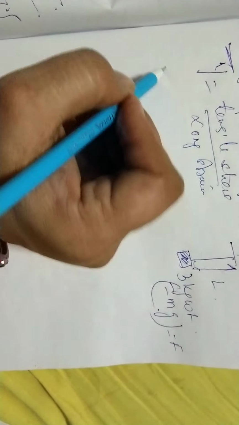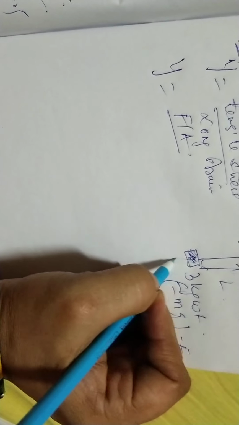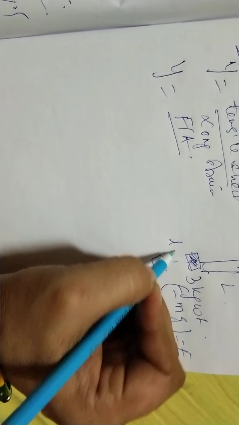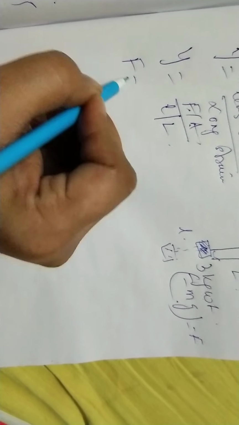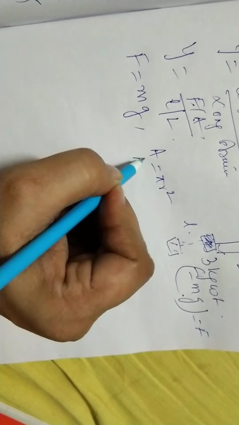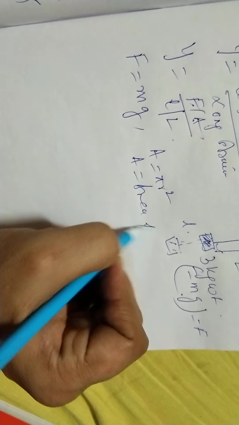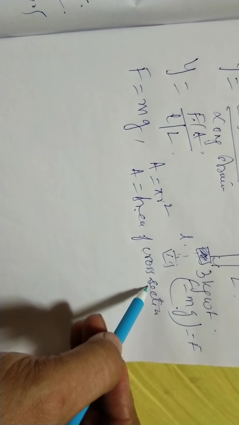If we go by definition, Y is equal to force by area, divided by the extension over the original length. Let us assume it has been extended up to this part. Small l is the extension of the length, so it is l divided by capital L. F is the restoring force, A is the area. F can be mg. A is equal to pi r square, because A is the area of cross section. If you take this wire and cut it, you will find that the part you get is circular, so we call it the area of cross section.